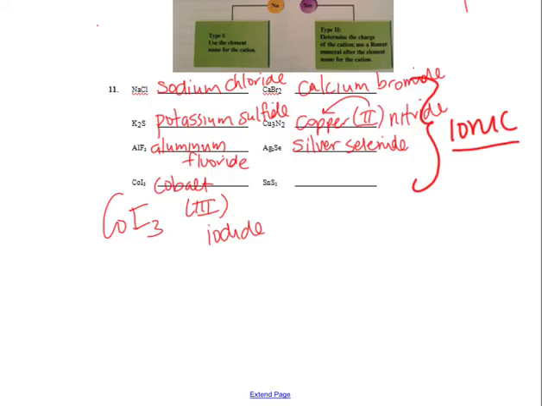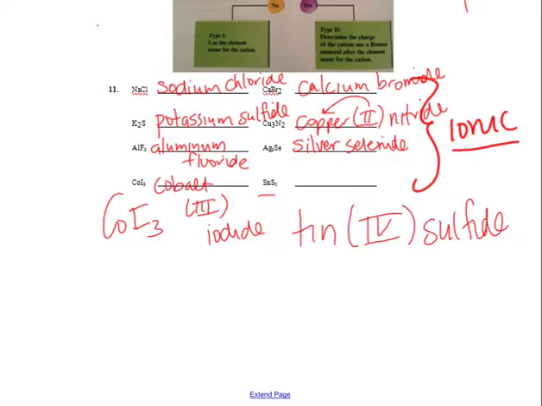All right, Sn, what does that stand for? Tin, and it's attached to 2 sulfurs, so what's its charge? Tin(IV), good buddy. Tin(IV) sulfide. Okay?